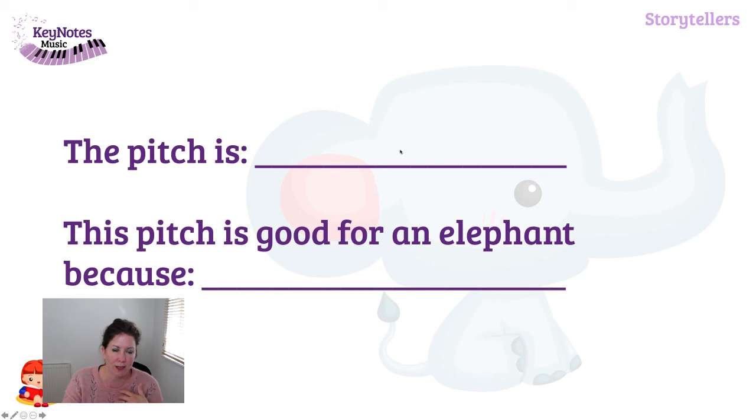And then we've got a little bit of a prompt here. The pitch, hopefully they would say, is very low. This pitch is good for an elephant because... And even when you're playing, you get them stomping around the room like an elephant, so they really understand that the elephant being very low is good for an elephant. And then next week we'll have the aviary, or we might even have the bird from Peter and the Wolf, one of the two, and again get them to think about why that's good for high pitch.